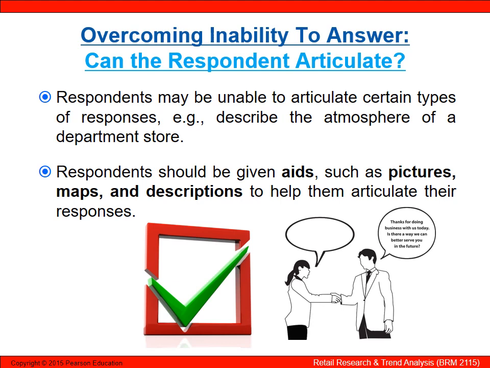If respondents are unable to articulate their response to a question, they are likely to ignore the question and may refuse to respond to the rest of the questionnaire. Thus, respondents should be given aids such as pictures, maps, and descriptions to help them articulate their responses.